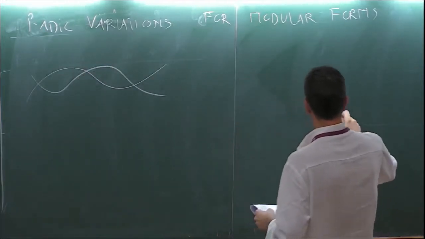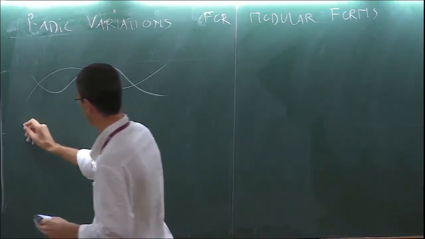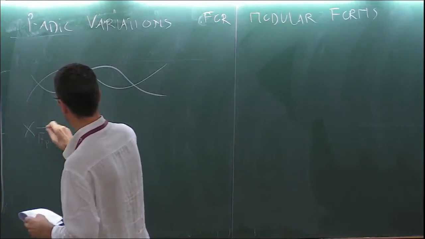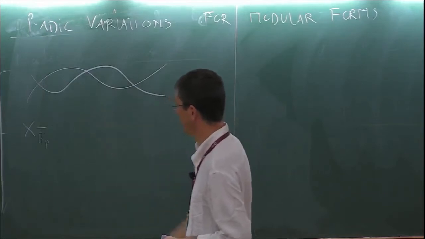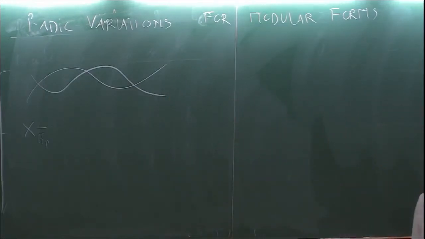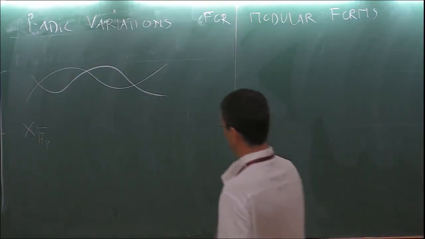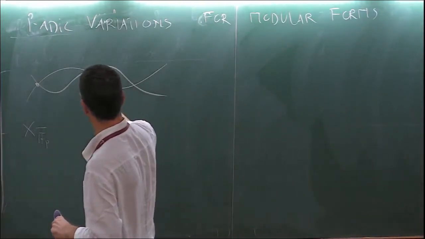So if you take the special fiber over F_p bar, we said there are two components, each one isomorphic to the special fiber of the modular curve with full level n structure. Okay, they meet in the supersingular points.